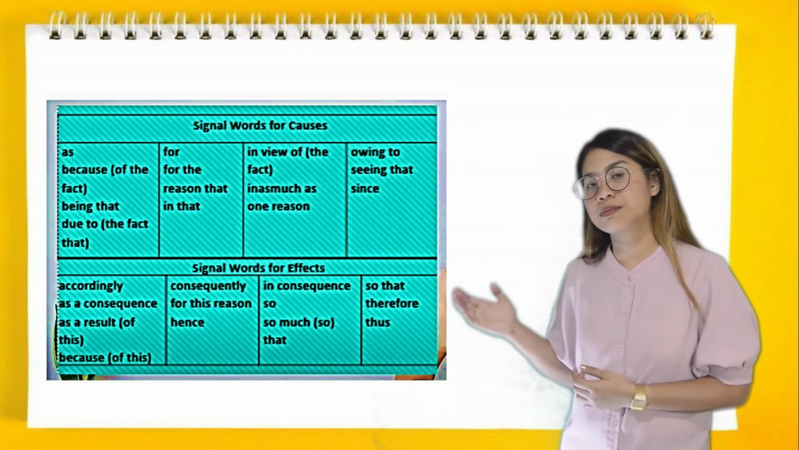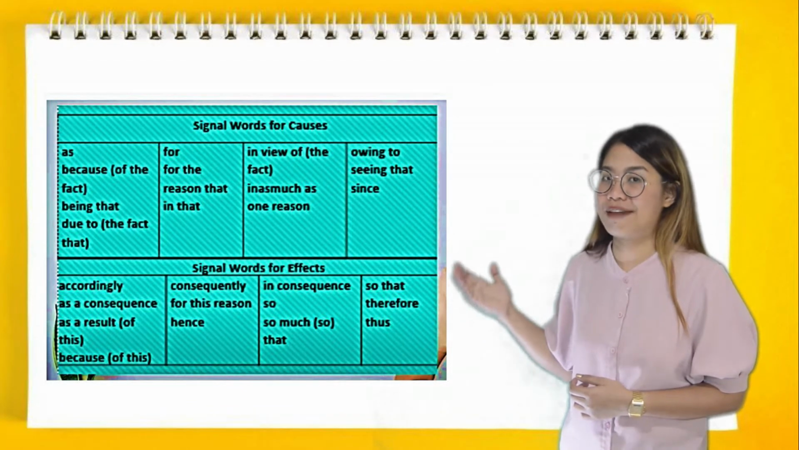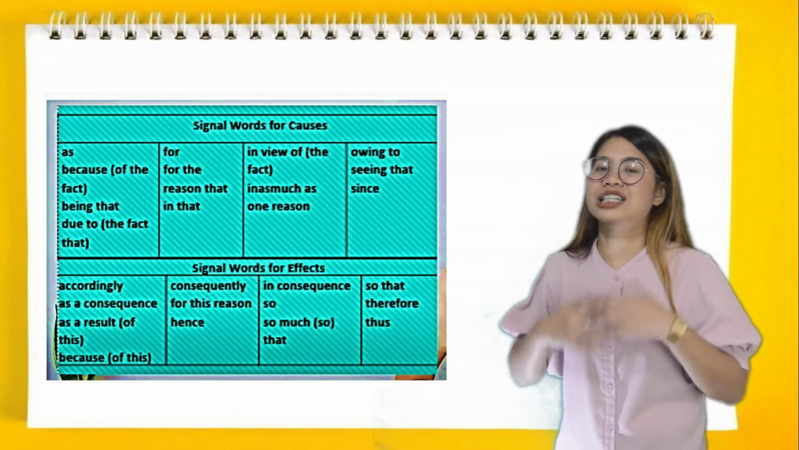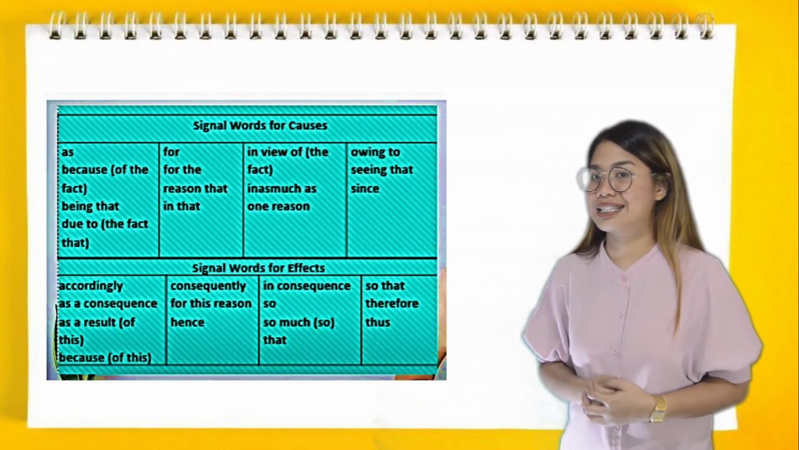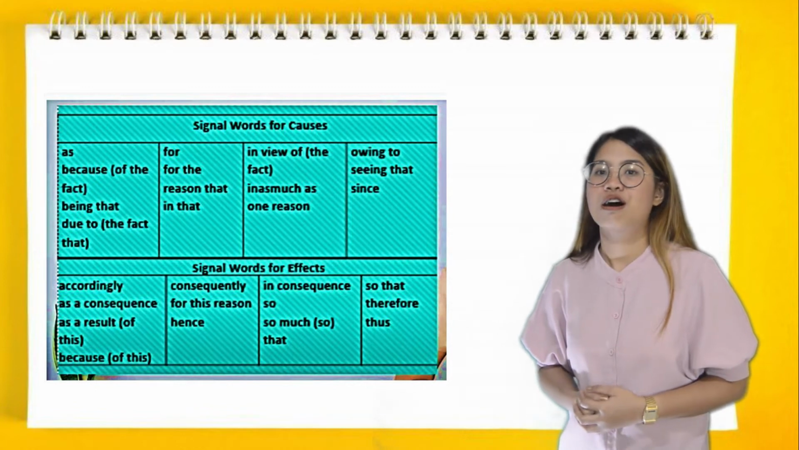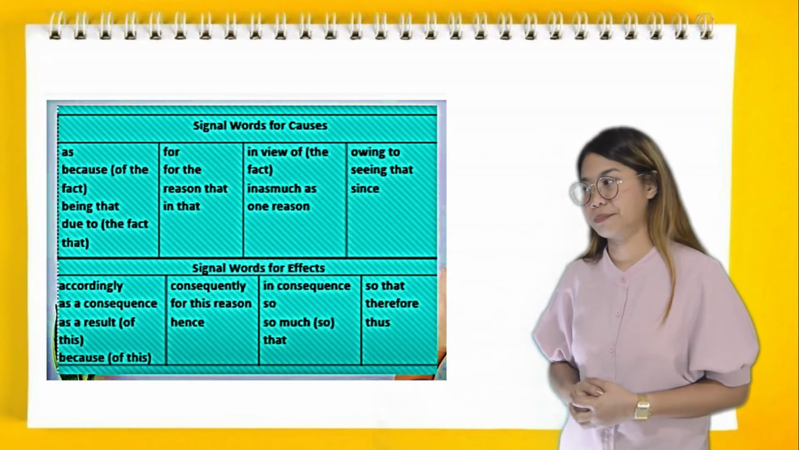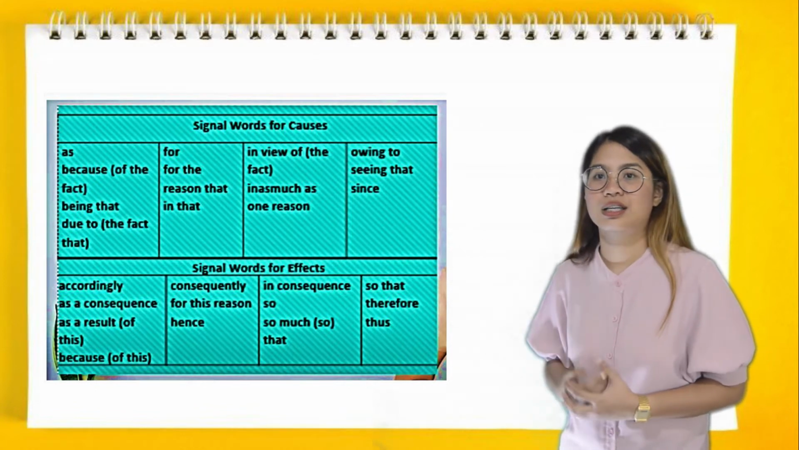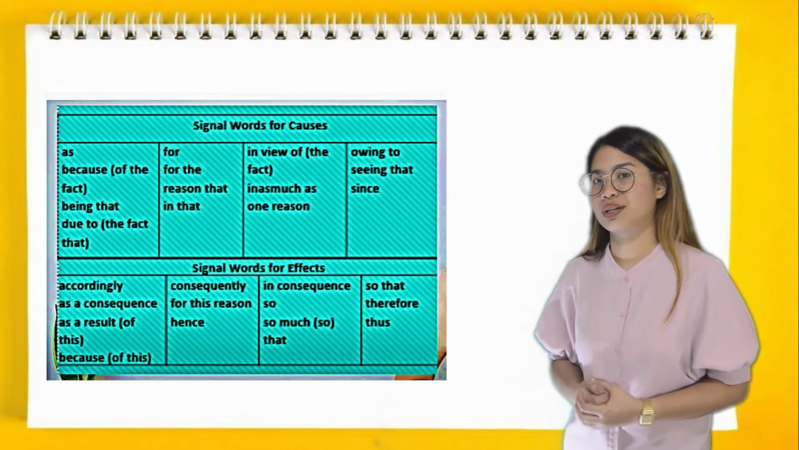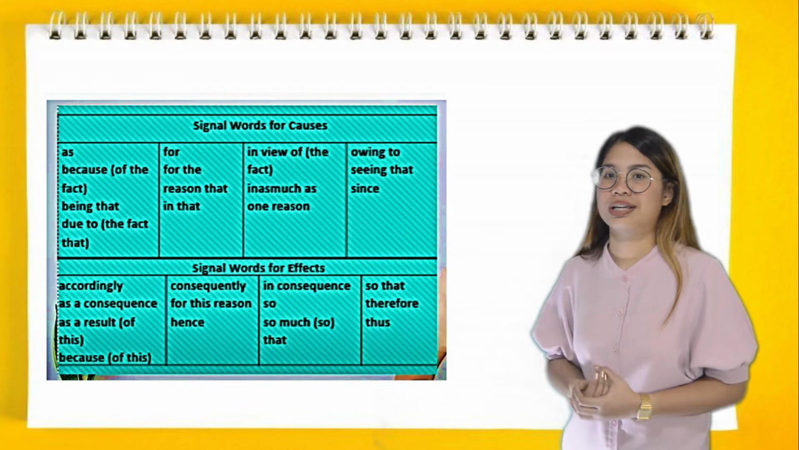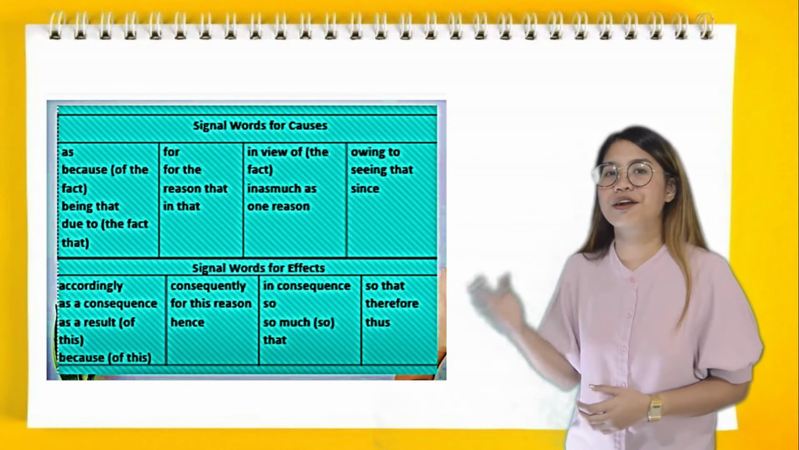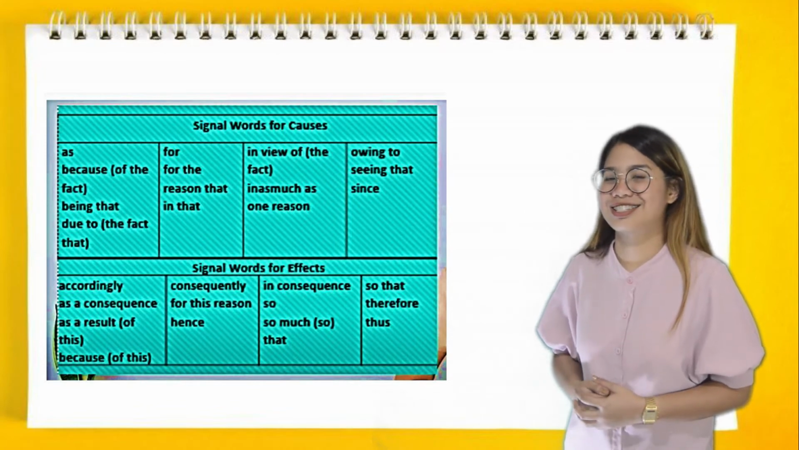And here are some of the signal words for effects. Accordingly, as a consequence, as a result, consequently, for this reason, hence, in consequence, so much that, so that, therefore, and thus.